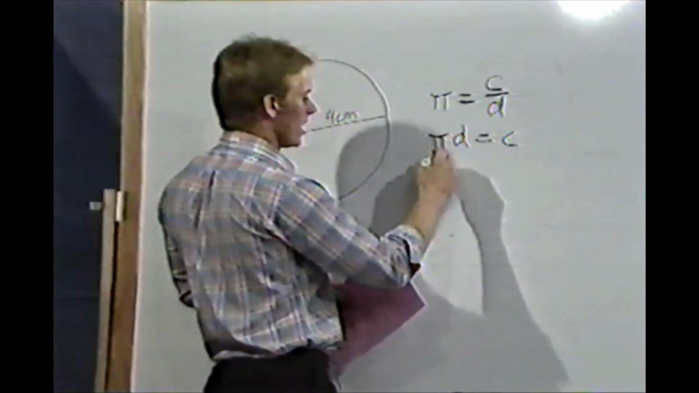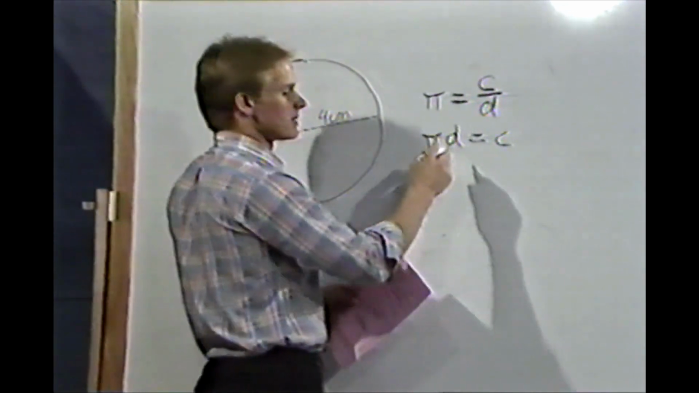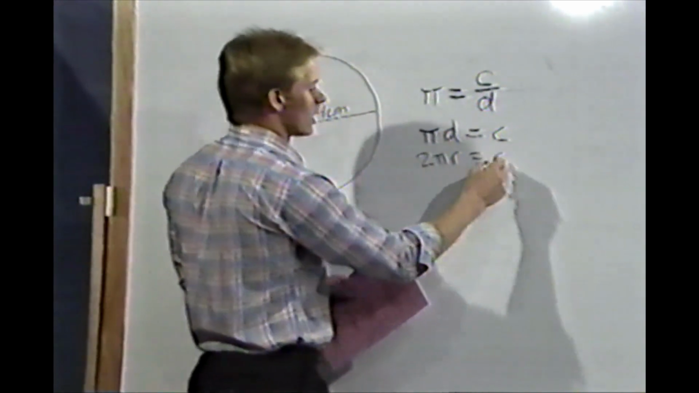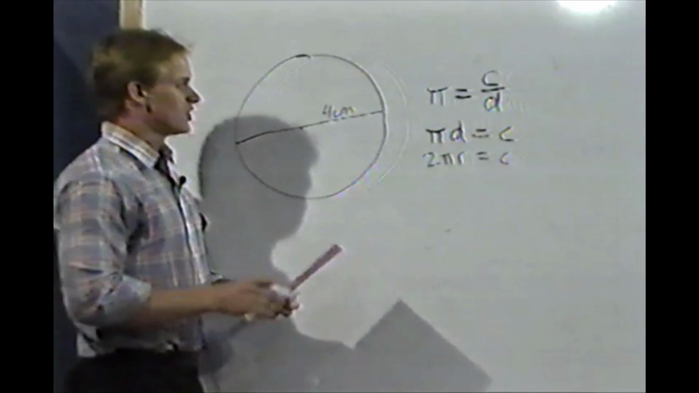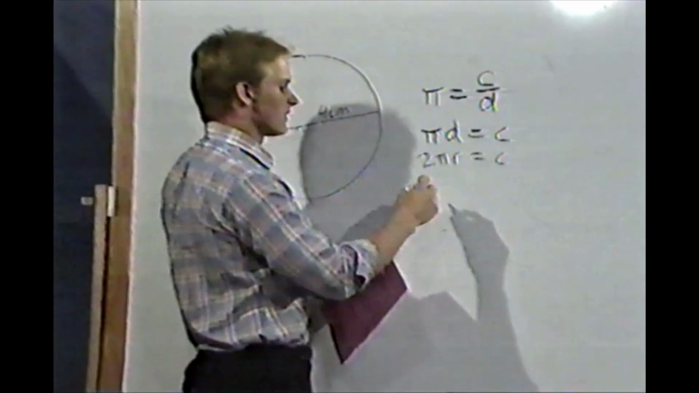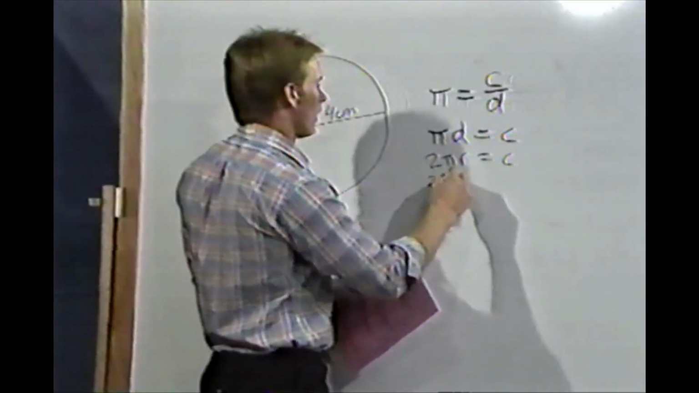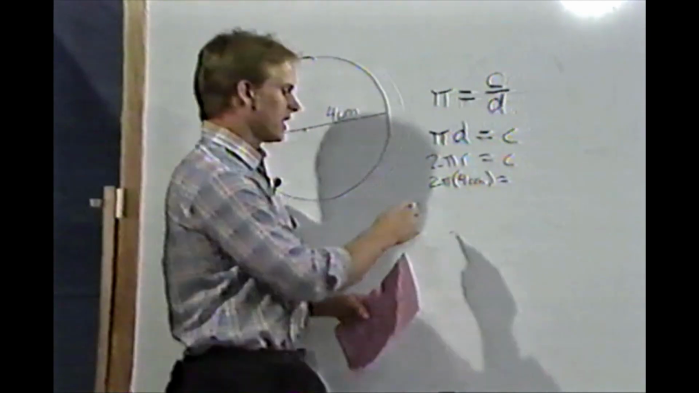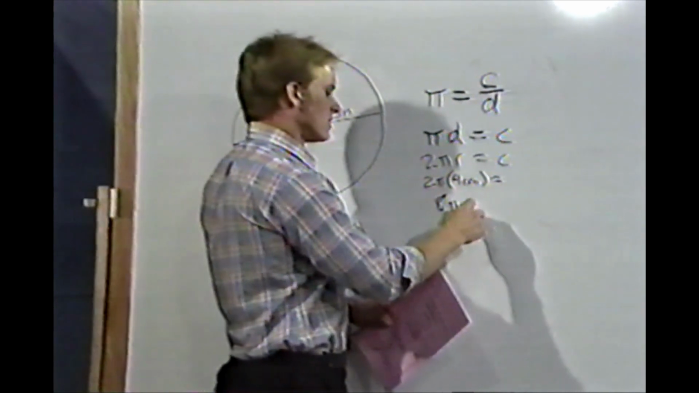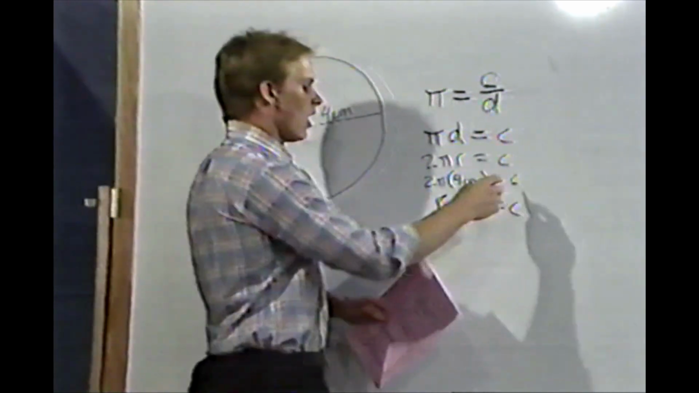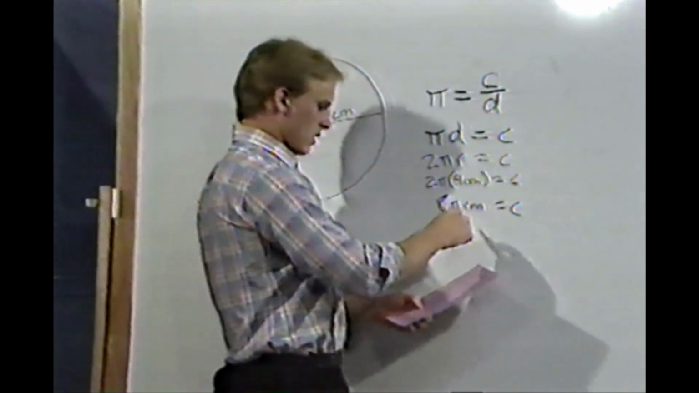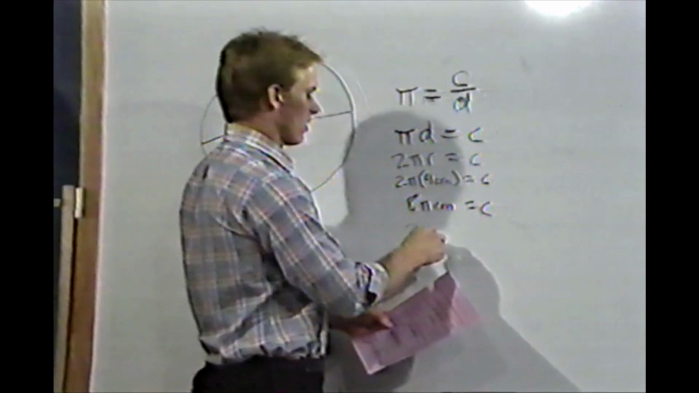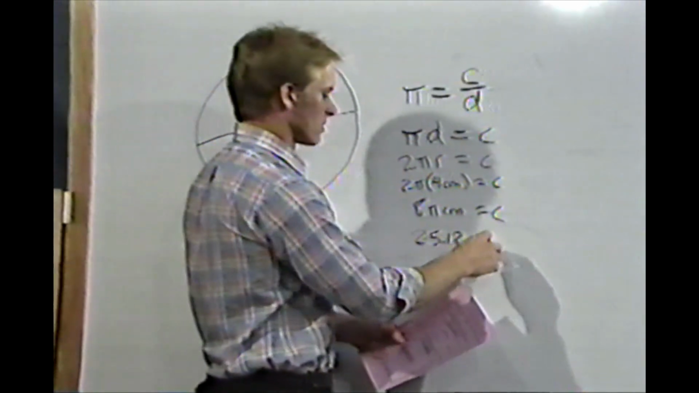So 2 radiuses equal 1 diameter, so you can substitute the 2r for d and get 2 pi r equals the circumference. To solve for circumference, you simply put the 4 centimeters in place of the radius, which gives you 2 pi times 4 centimeters. Multiplying this through, you get 8 pi centimeters equals the circumference. Or in numerical value, pi, which is 3.14, times 8 equals 25.12 centimeters.